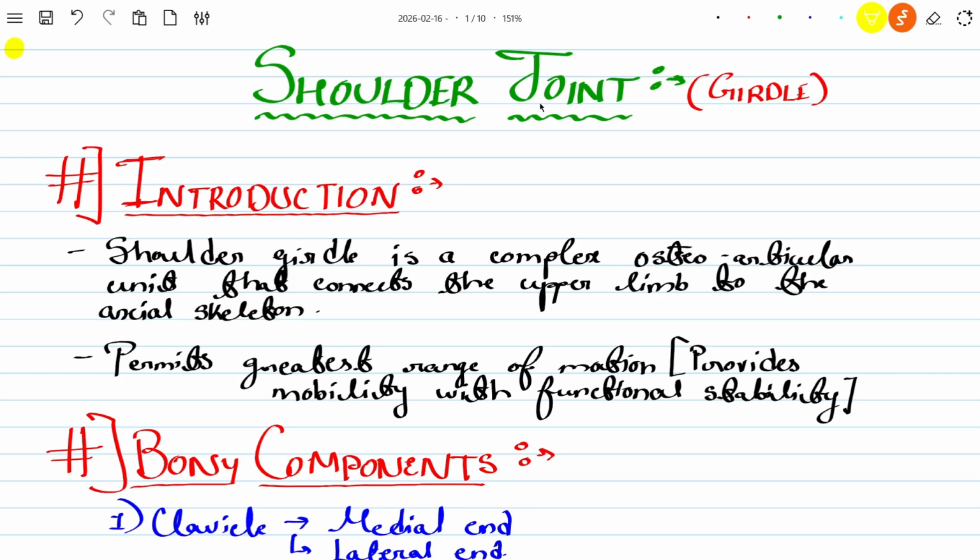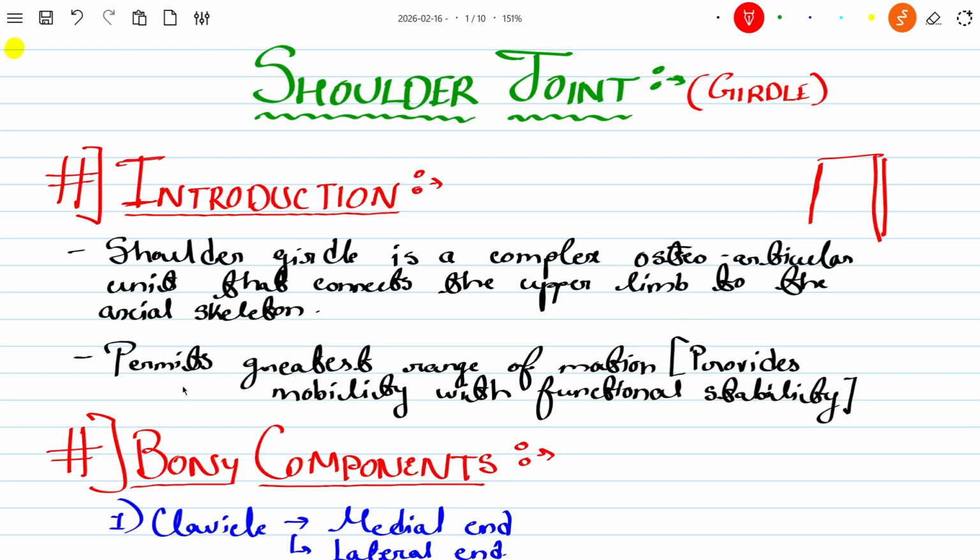Today we are going to learn about the shoulder joint. The shoulder girdle, or shoulder joint, is a complex osteoarticular unit that connects the upper limb to the axial skeleton. That means whatever you have in your axial skeleton, that is your vertebral body, your ribcage, your sternum. The shoulder girdle connects your upper limb to that axial body.